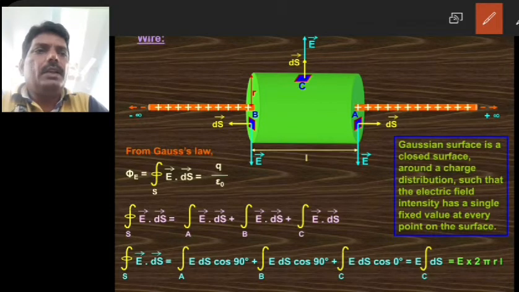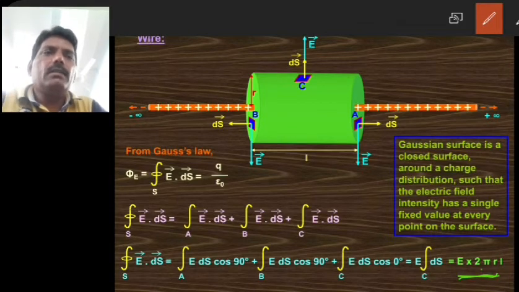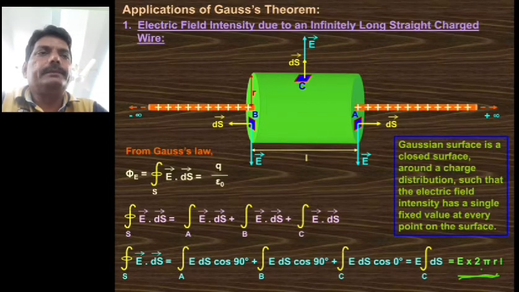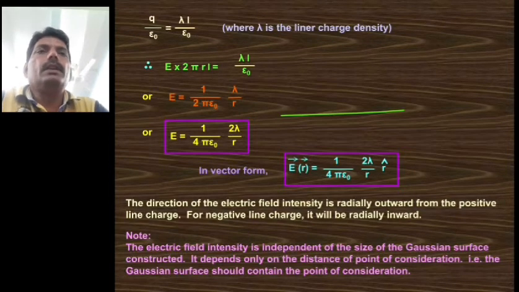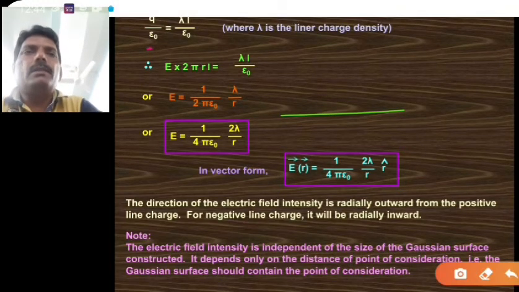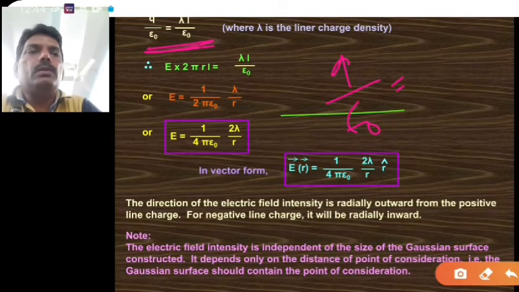And E into 2 pi RL. What is 2 pi RL? 2 pi RL is nothing but the curved surface area of the cylinder. Therefore finally we get here Q upon epsilon naught, that is the Gauss law. What will this become now? This will become Q upon epsilon naught equal to lambda L upon epsilon naught.